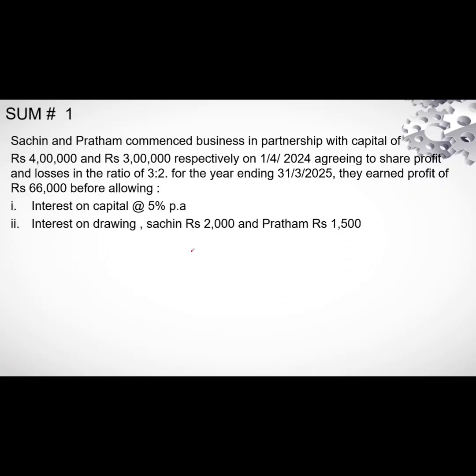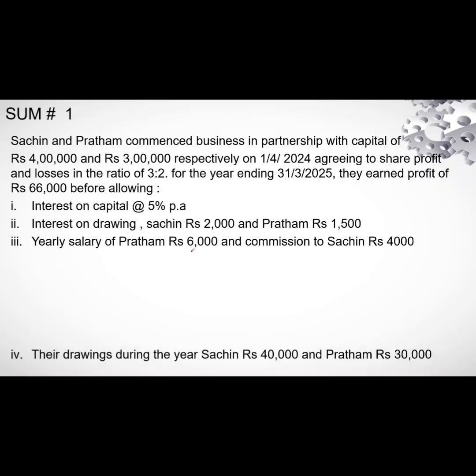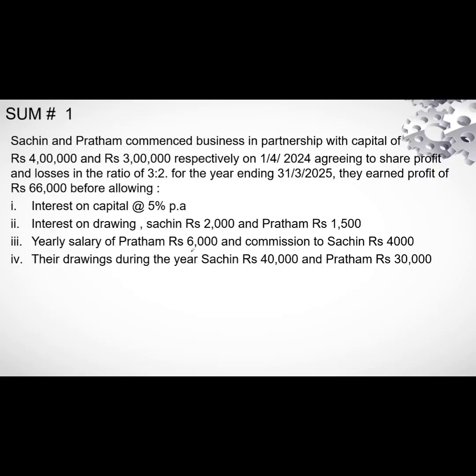interest on drawings, Sachin rupees 2,000 and Pratham rupees 1,500, yearly salary of Pratham rupees 6,000 and commission to Sachin rupees 4,000. Their drawings during the year, Sachin rupees 40,000 and Pratham rupees 30,000. With these information, we have to prepare the Profit and Loss Appropriation account. Now let's see the working note of this particular question.